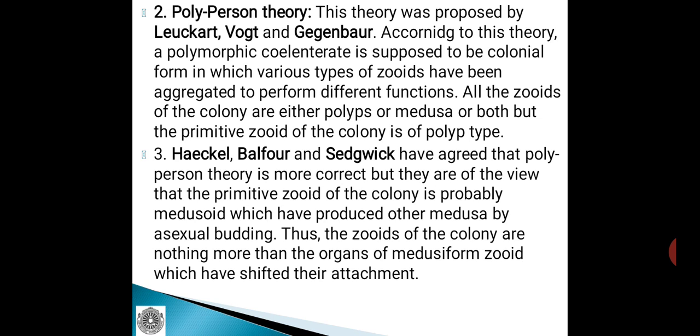Third, Haeckel, Balfour and Sedgwick agreed that the Polyperson theory is more correct, but they are of the view that the primitive zooid of the colony is probably medusoid, not polyp as mentioned in the Polyperson theory, and that it produced other medusae by asexual budding. Thus, the zooids of the colony are nothing more than the organs of a medusiform zooid which have shifted their attachment.